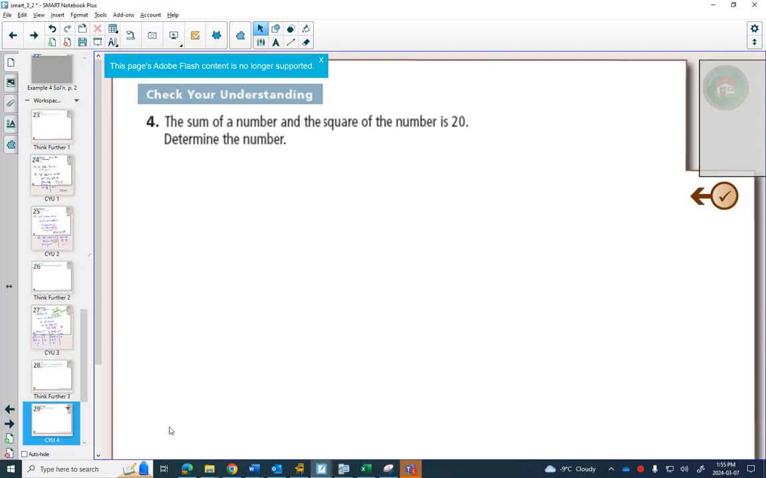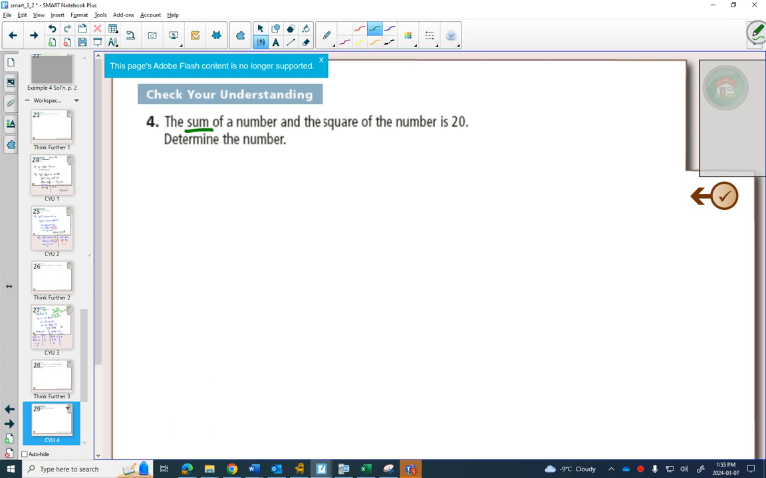And this is, at the beginning, more of an English problem than a math problem, because you have to be able to read something and interpret it and write it down. So the sum of a number and the square of a number is 20. That makes an equation. First of all, we have to know some key words.